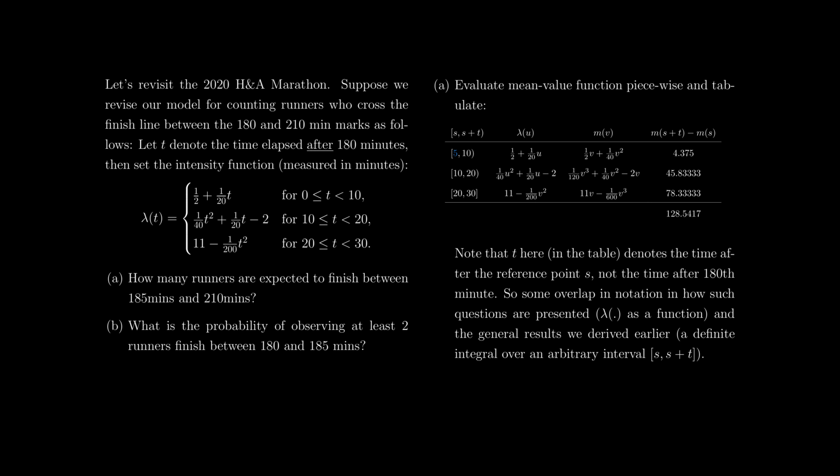Okay, so does that help us answer our question? The question asked how many runners are expected to finish between 185 and 210 minutes. Well, under this model, we calculate and see that it's about 129 runners that we expect to finish. Okay, cool. So, piecewise defined intensity function, not a problem.